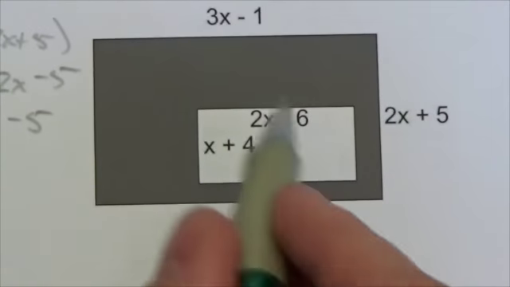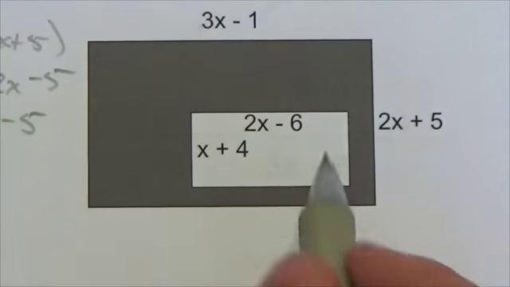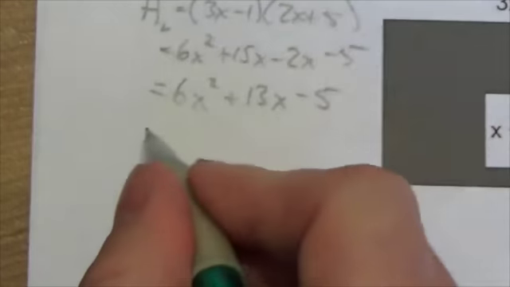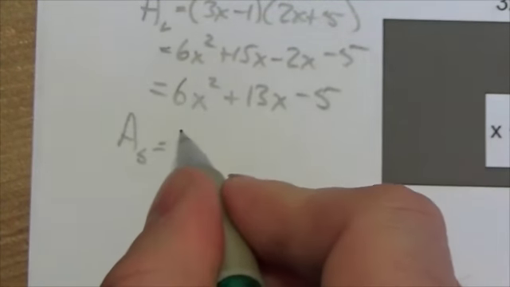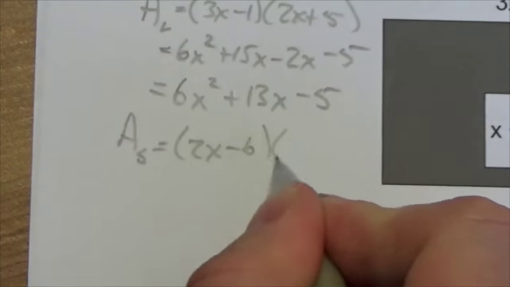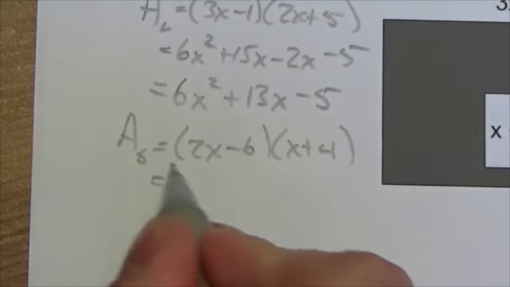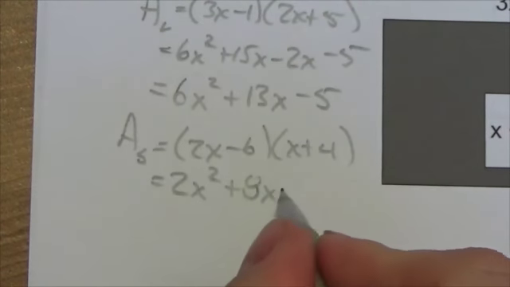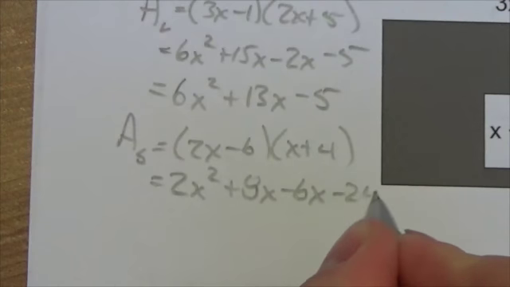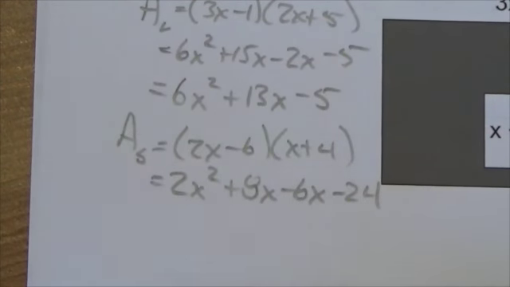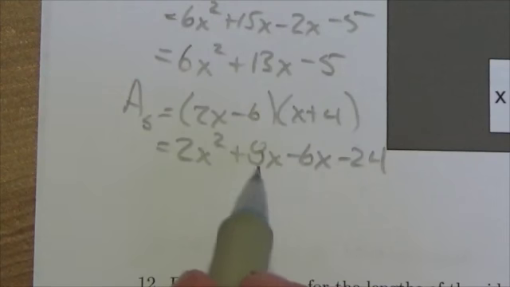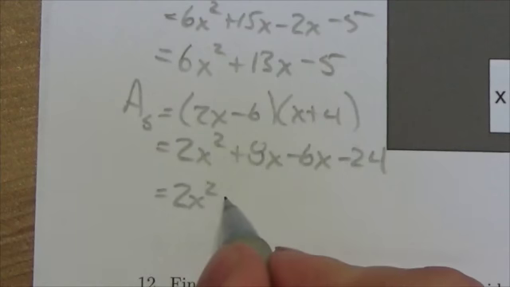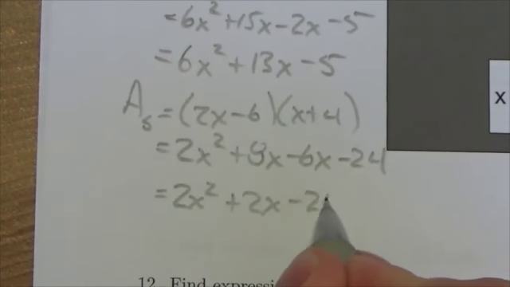Now we've got to get rid of the area of that small white rectangle there. That's going to be 2x minus 6 times x plus 4. So let's come over here and find the area of the small rectangle. 2x minus 6 times x plus 4 is going to be 2x squared plus 8x minus 6x minus 24. And again, the two middle terms are like terms, so we're going to put those together. So 2x squared, 8x minus 6 will be plus 2x, minus 24.